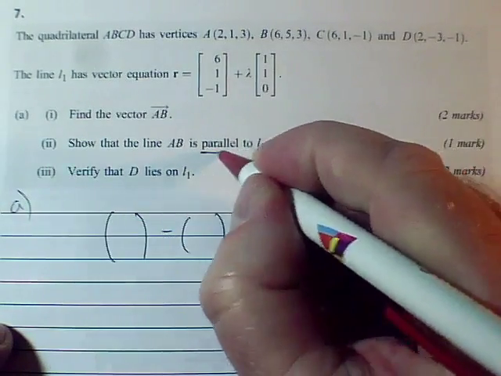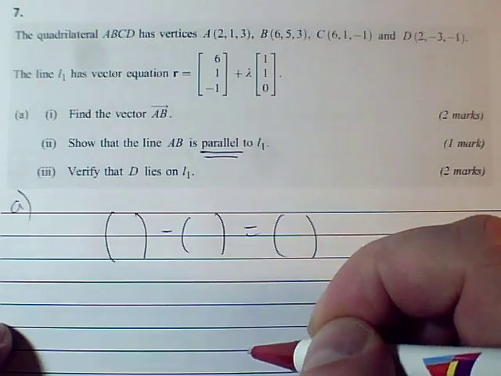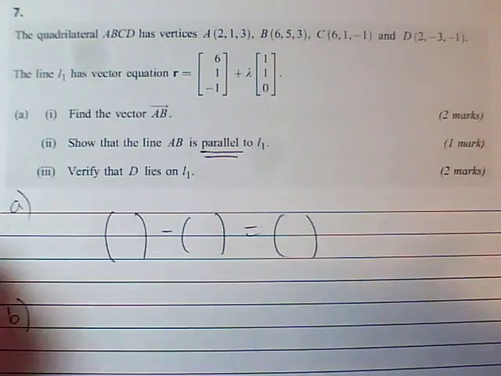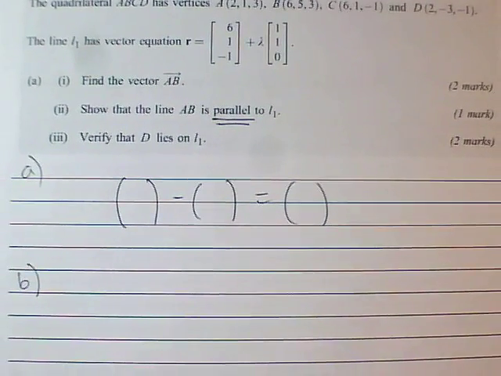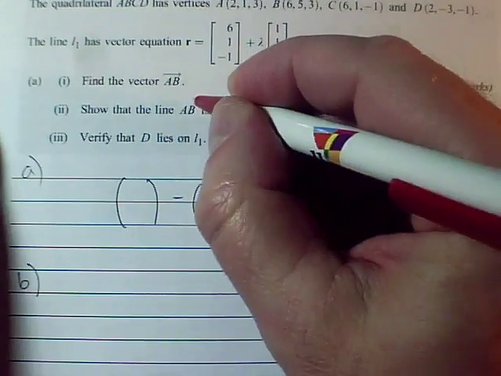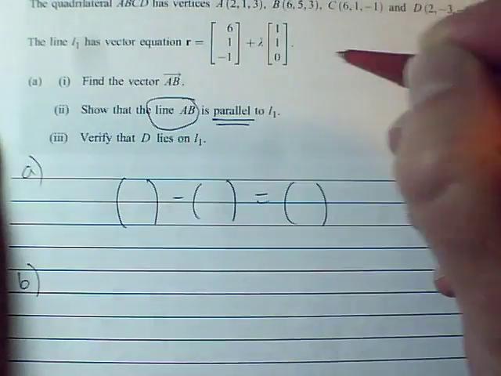Then in part 2, the keyword here is parallel. So how do we find that vectors are parallel? Well, vectors are parallel when one is a scalar multiple of the other. So you need to get a vector in the direction of the line AB.